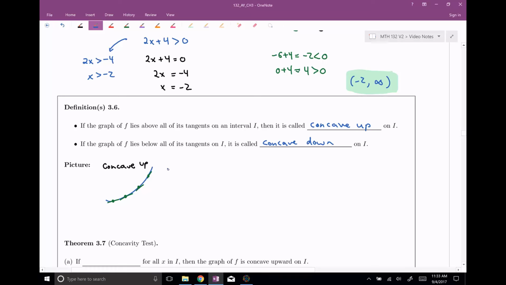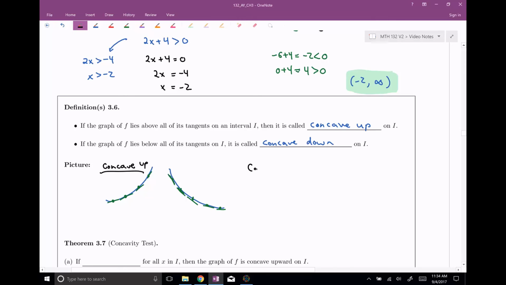Likewise, if you have something like this, let me try one more here. Something like that, and you draw the tangent lines, something like this, something like this. Again, you can see the blue line lies above all these green tangent lines. So again, this is concave up.